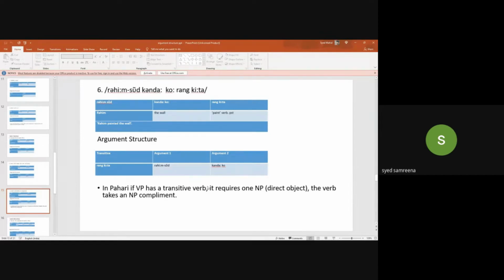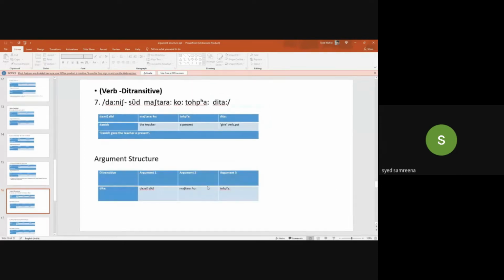In Pahari, if VP has a transitive verb, it requires one NP, the direct object. The verb takes an NP complement. Then the verb is transitive.